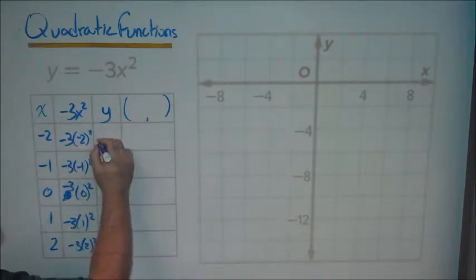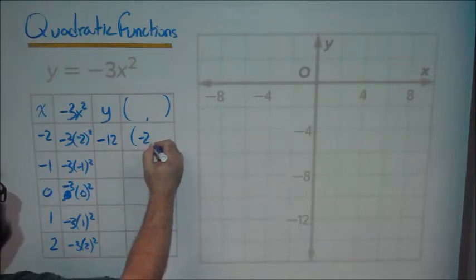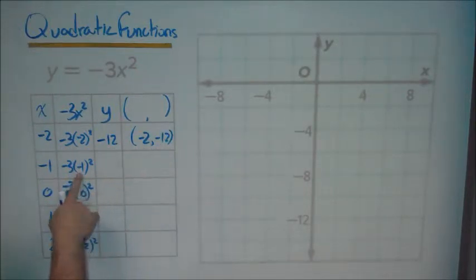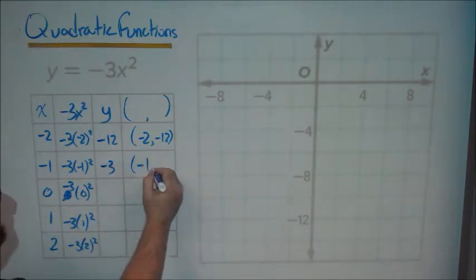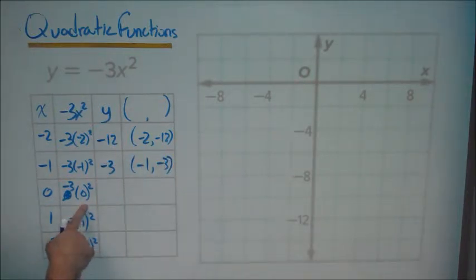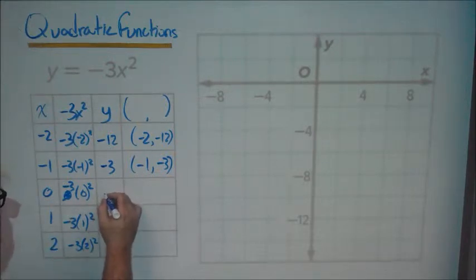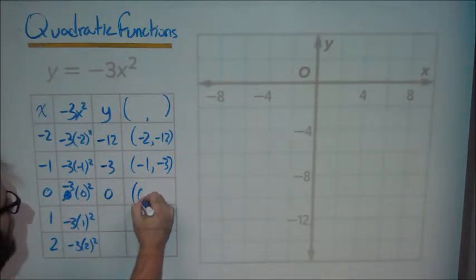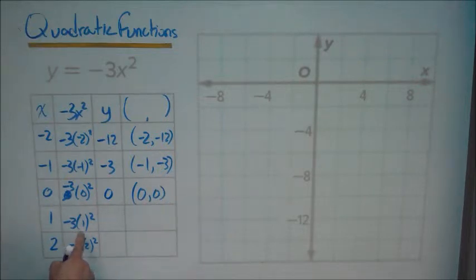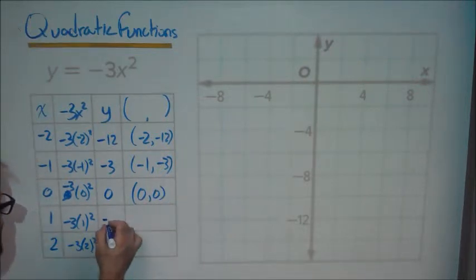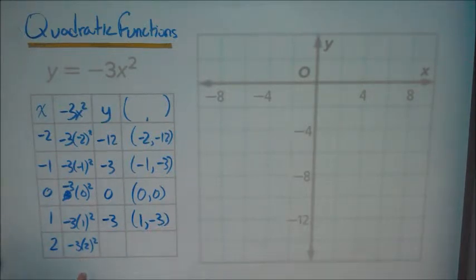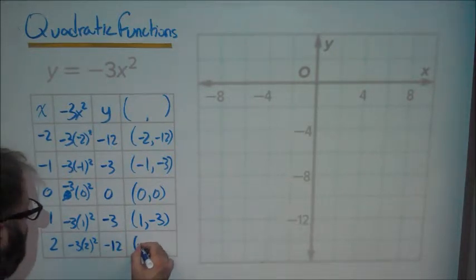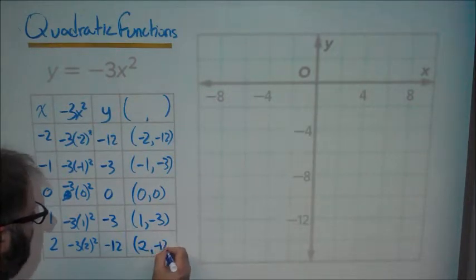4 times negative 3 is negative 12, which gives me negative 2, negative 12. Negative 1 squared is 1. 1 times negative 3 is negative 3, which gives me negative 1, negative 3. 0 squared is 0. 0 times negative 3 is 0, which is going to give me 0, 0. 1 squared is 1 times negative 3 is negative 3, which gives me 1, negative 3. 2 squared is 4. 4 times negative 3 is negative 12. And that gives me 2, negative 12.